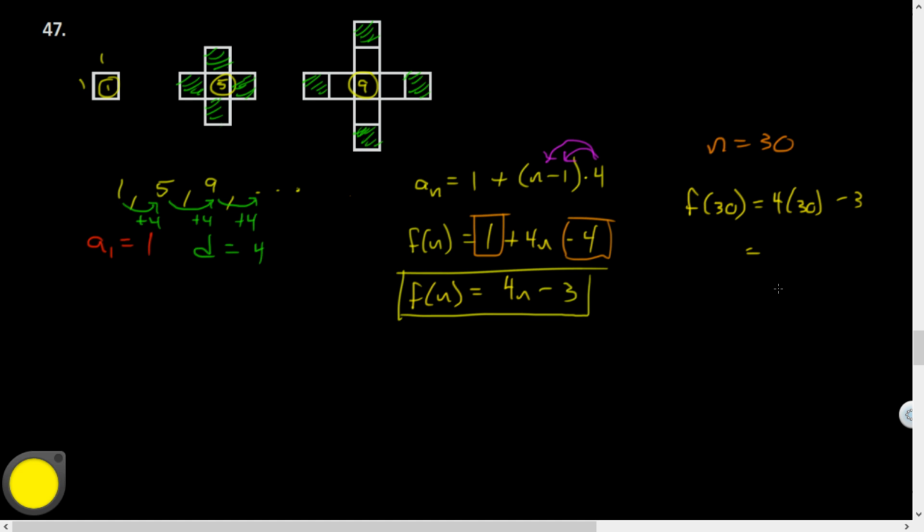Let's see, 4 times 30. Well, 4 times 3 is 12, and then multiplied by 10 is 120. And it looks like f of 30 is going to equal 117. Right? And that is much faster than drawing 30 of those figures and counting their area.